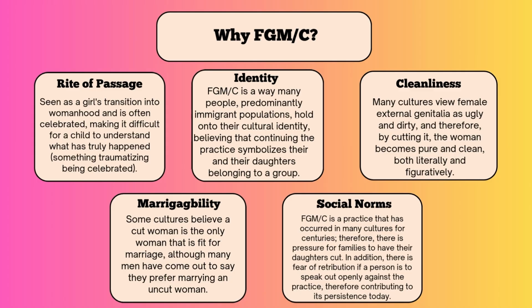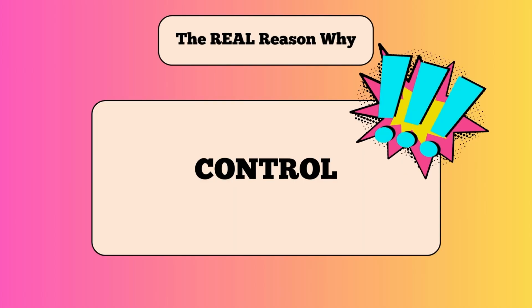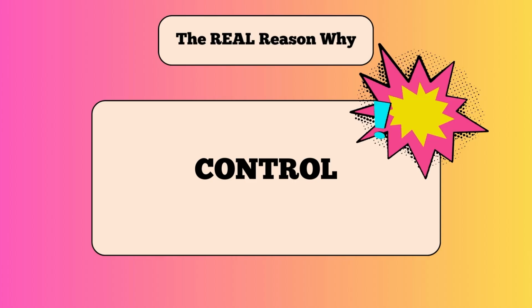The significance of marriageability is that some cultures believe a cut woman is the only woman that is fit for marriage, although many men have come out to say they prefer marrying an uncut woman. Lastly, the significance of social norms is that FGMC is a practice that has occurred in many cultures for centuries. Therefore, there is pressure for families to have their daughters cut. In addition, there is fear of retribution if a person is to speak out openly against the practice, therefore contributing to its persistence today.